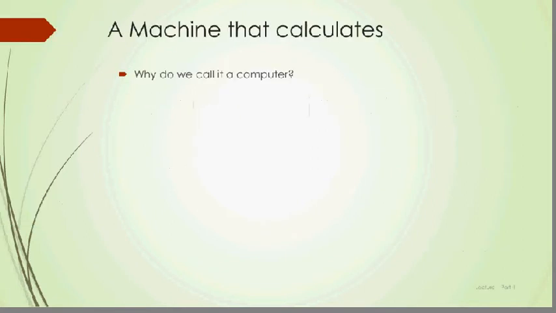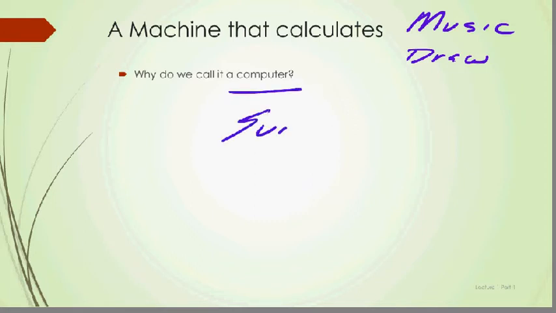It's a machine that calculates. If you think about it, why don't we call them computers? I mean, after all, they do so much more than mathematical calculations. They play music. They play games. They draw pictures. They just do all sorts of things, much more than just compute. Maybe we should come up with another name for this super tool that we know of as the computer.